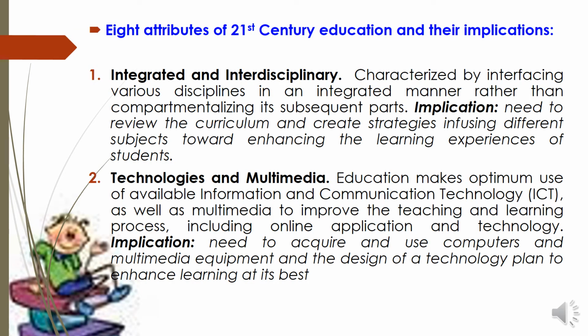So the following are 8 attributes of the 21st century education and their implications. Number 1. Integrated and interdisciplinary. So, education in the 21st century is characterized by interfacing various disciplines in an integrated manner rather than compartmentalizing its subsequent parts. So, this critical attribute implies that there is a need to review the curriculum and create strategies infusing different subjects towards enhancing the learning experience of a student.